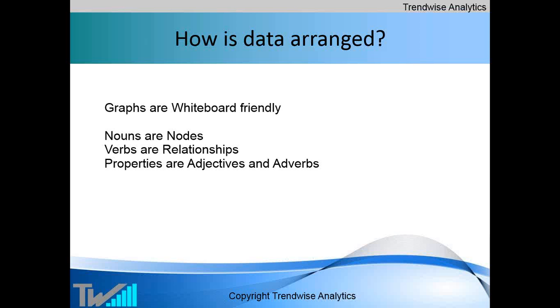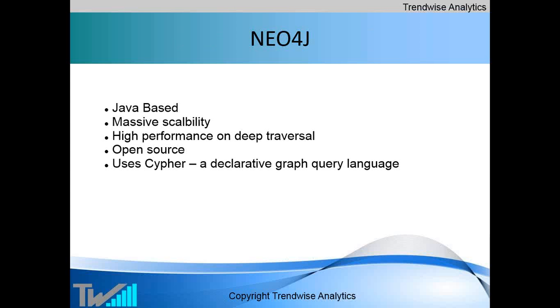In general, a graph database is very whiteboard friendly, in the sense that building the schema is not very difficult. That's why it's called whiteboard friendly. If you have a problem description, the nouns become the nodes. For example, people can be the nodes, and the verbs are relationships, and properties are the adjectives and adverbs. That's why it is called very whiteboard friendly.